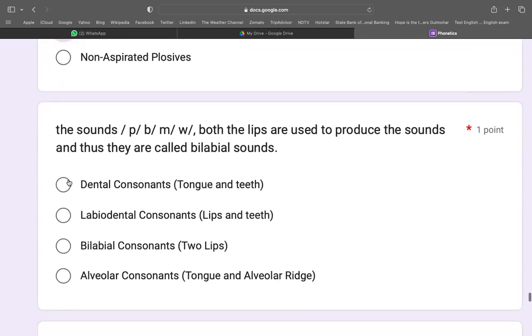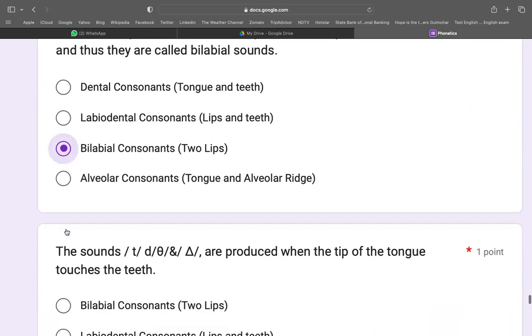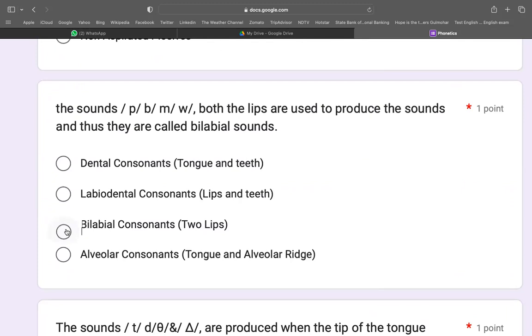Then you will find out the next one. The sounds p, b, m, w, both the lips are used to produce the sound and therefore they are called bilabial sounds. So bilabial means both the lips are used to produce the sound. Bilabial consonant, 2 lips.